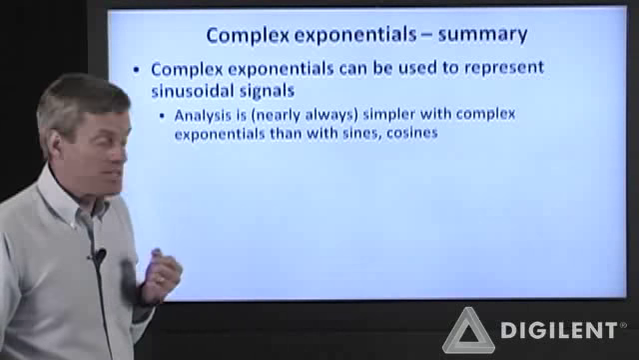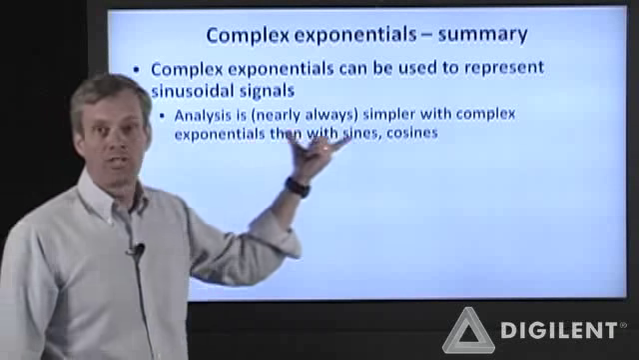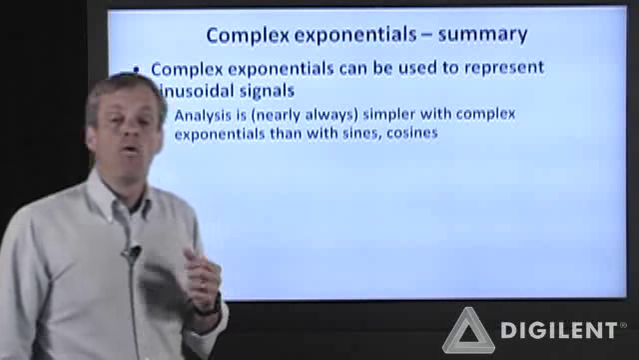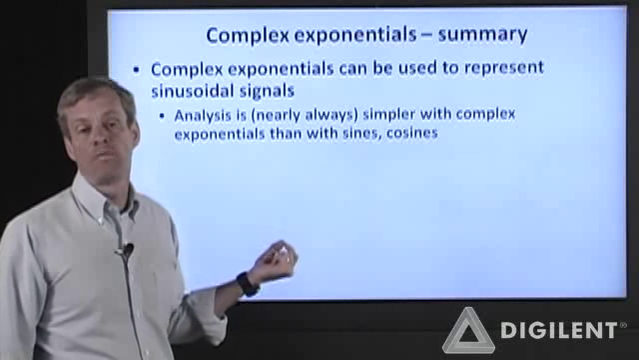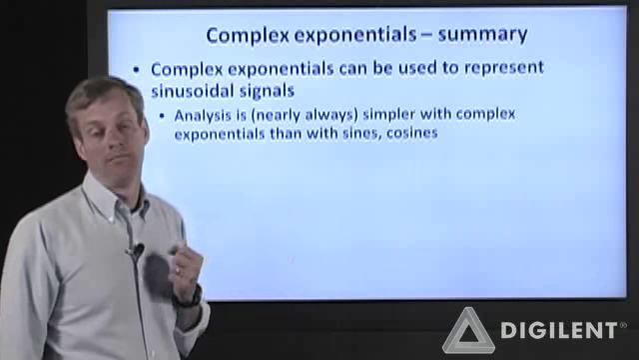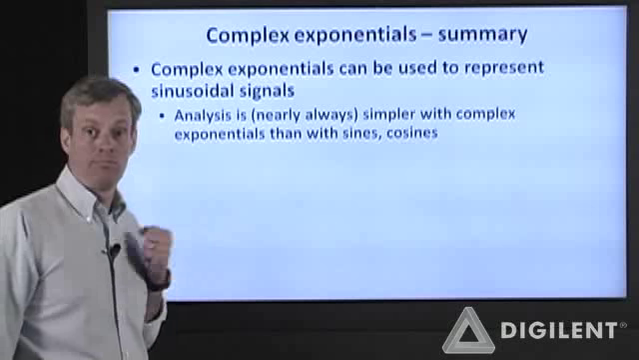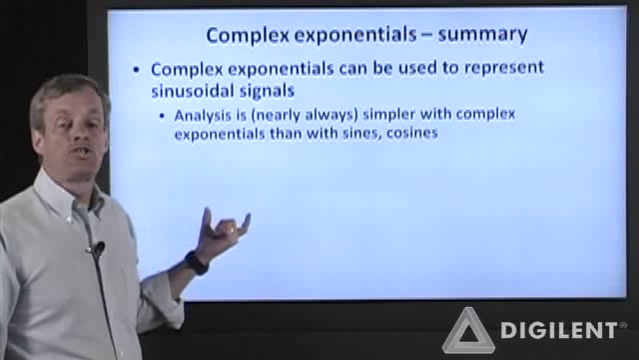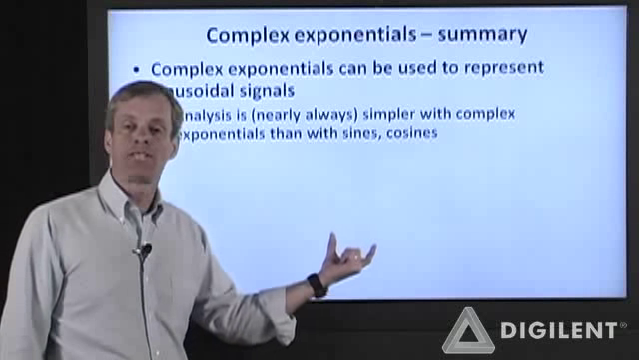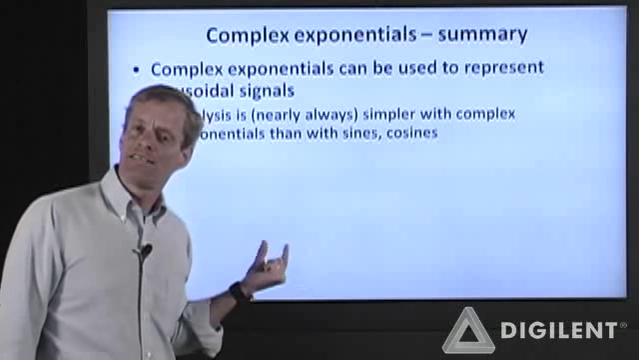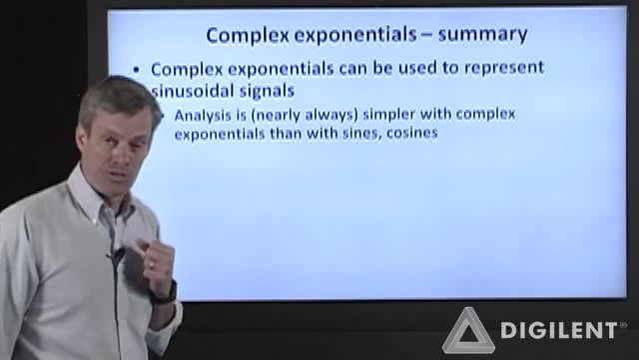Analysis, mathematics, is almost invariably easier with complex exponentials than with sines and cosines. When I assumed the form of my solution, I assumed that my solution was of the form e to the st. Taking the second derivative of e to the st was not difficult. If I had assumed the form of the solution was v sub p times cosine of omega t plus theta, the second derivative of that is kind of painful to deal with. So we like to work with complex exponentials.